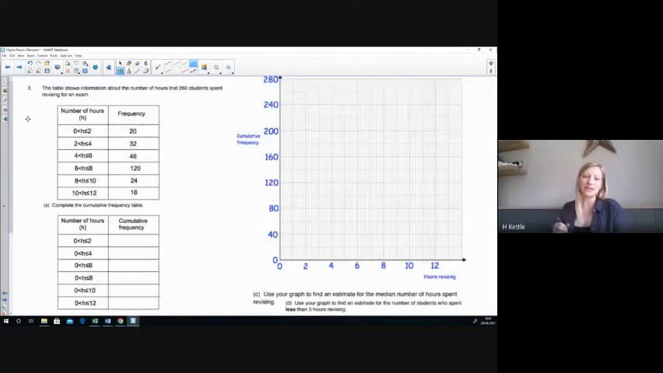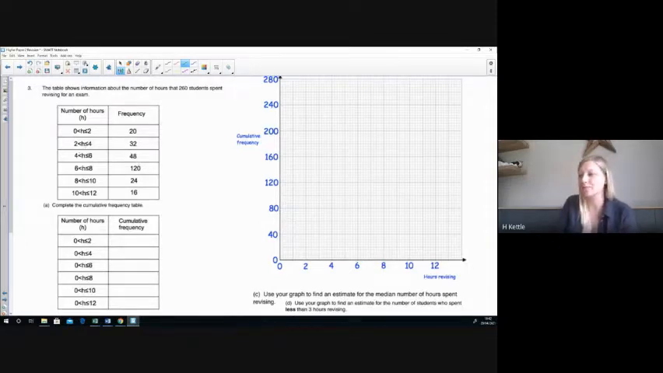Okay, next we have a cumulative frequency table. The table shows information about the number of hours that 260 students spent revising for an exam. And we've got two tables. The first table has 0 to 2, 2 to 4, 4 to 6 hours, and how many students spent time revising in each category. So we can see there are 20 children that spent between 0 and 2 hours revising, and there are 32 children that spent between 2 and 4 hours revising, and there's 48 children that spent between 4 and 6 hours revising, and so on.